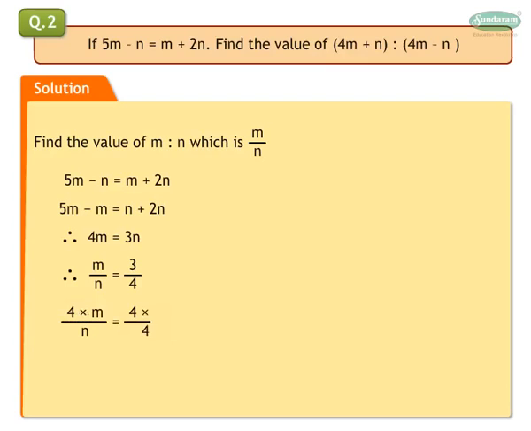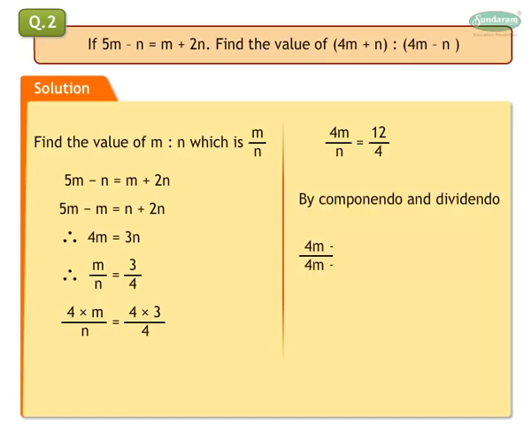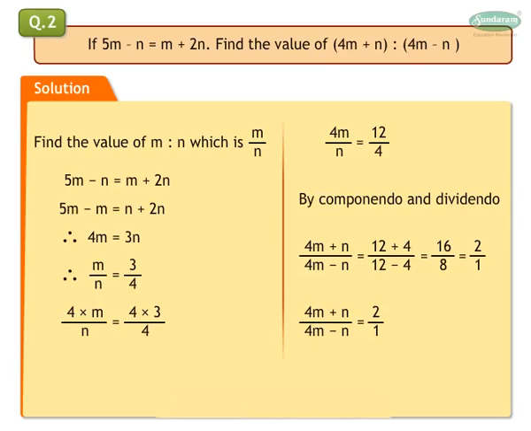We get 4m upon n is equal to 4 into 3 upon 4, which is equal to 12 upon 4. We now apply componendo and dividendo to get 4m plus n upon 4m minus n is equal to 12 plus 4 upon 12 minus 4, which is equal to 16 upon 8, which is equal to 2 upon 1. Therefore, 4m plus n upon 4m minus n is equal to 2 upon 1. That is, 4m plus n is to 4m minus n is equal to 2 is to 1.